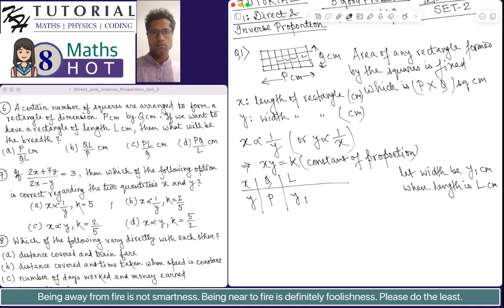So we know that xy is a constant, that is the product of the corresponding values of these two quantities should be a constant. So we must have p multiplied by q equal to L multiplied by y1. This implies y1 is equal to p multiplied by q divided by L, which is pq by L centimeter. So pq by L centimeter should be the width of the rectangle whose length is L, that can be formed from the squares. So the correct choice is D. D is the correct choice.